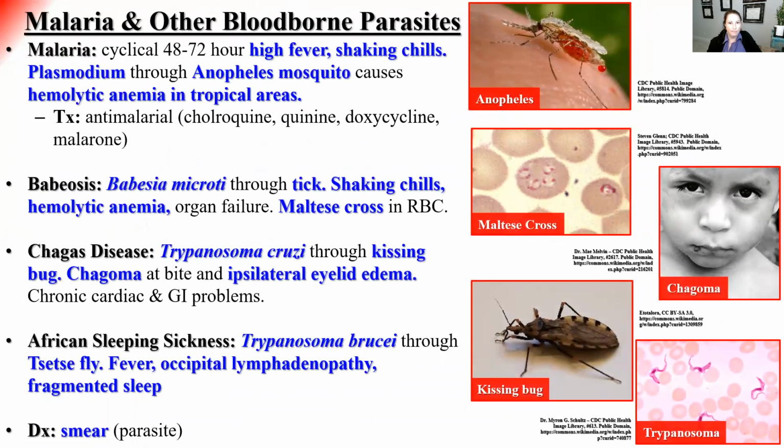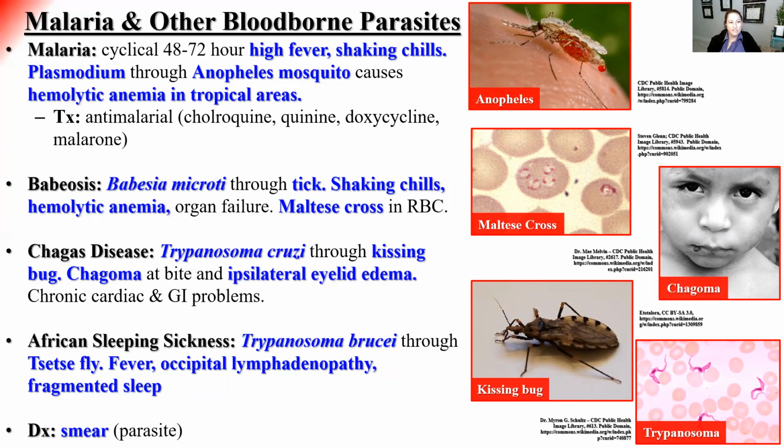Malaria and other bloodborne parasites. So this is our hematology unit. We'll also discuss this one when we talk about our infectious disease unit. In malaria, the patient will have these cyclical fevers every 48 to 72 hours, high fever, shaking chills. This is a plasmodium that's transmitted through the Anopheles mosquito that causes a hemolytic anemia. And this is for people in tropical areas that we typically see this. We can treat this with an anti-malarial unless you have G6PD anemia, and then you can't. So chloroquine, quinine, doxycycline, and Malarone are the treatment for this. And that top picture is the Anopheles mosquito.